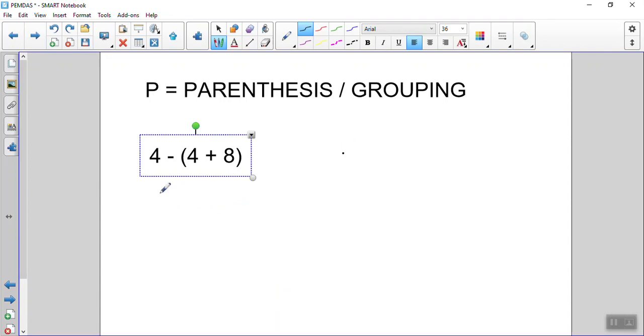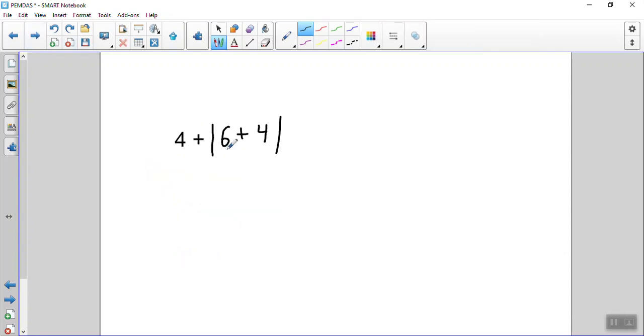We have this problem here: 4 minus parentheses 4 plus 8. So with PEMDAS, with the P, you have to do this parentheses first. So 4 minus just comes down, and you have to do 4 plus 8. 4 plus 8 is 12, and then 4 minus 12 would be negative 8. Again, you're doing parentheses, but also you're doing the groups. Another way to get a group is with the absolute value.